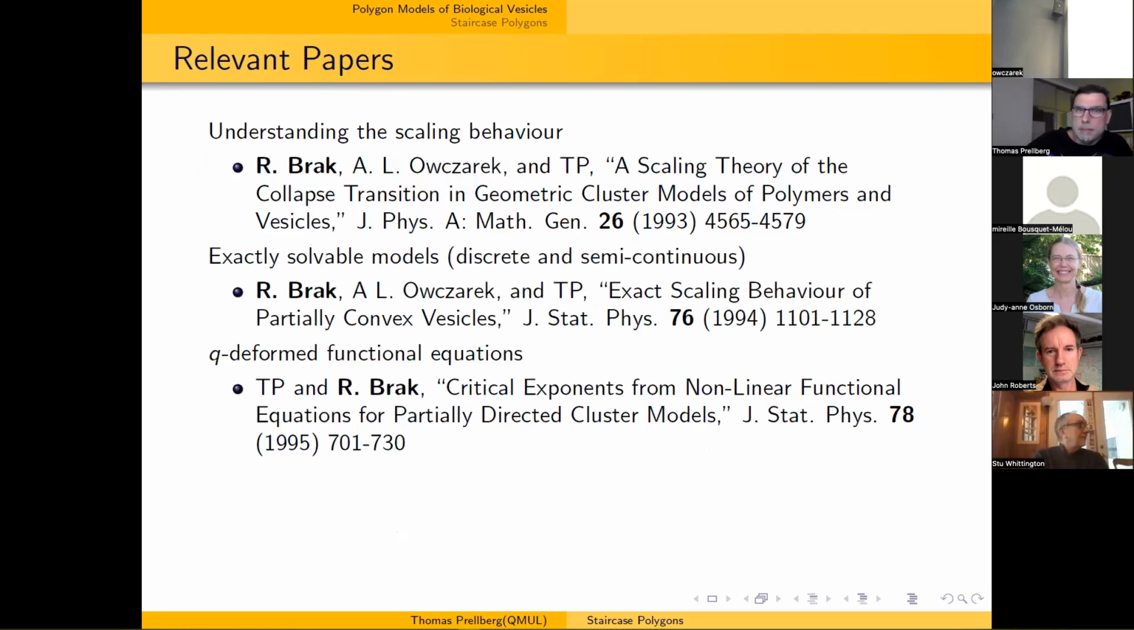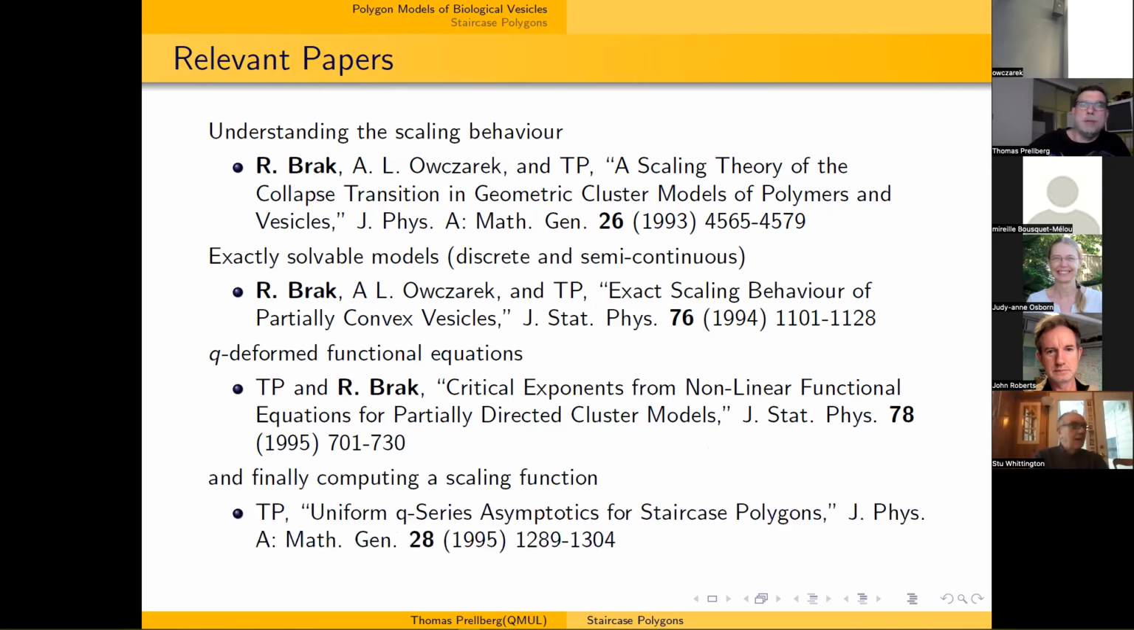And then in the summer, I believe everybody went away to Europe, and I stayed behind in Australia. And so there's this one single author paper that I would like to mention. By pure accident, it's a single author paper because nobody else was there to talk to. And that's where I actually managed to nail down the full scaling functions for one of these models, namely staircase polygons. And these staircase polygons now form the basis for the rest of the talk, really.